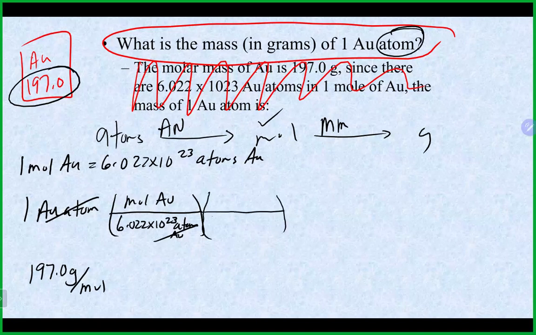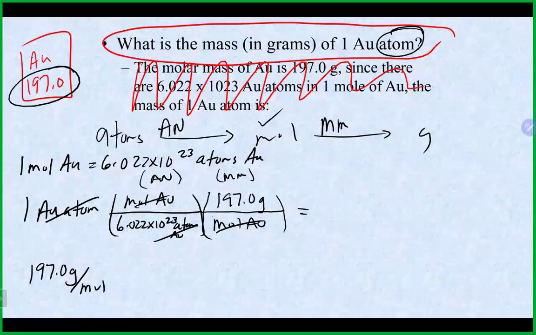We see moles on top, which means moles has to go on the bottom using our molar mass value here. So once again, molar mass here, Avogadro's number here. And the moles are going to cancel, and that's going to leave us grams. We're going to multiply across the top, which is basically 197 divided by Avogadro's number, making sure to use our exponent button.